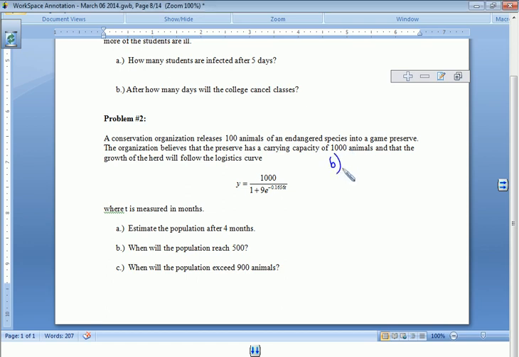So for B, what I would do is I would say 500 is equal to 1,000 over 1 plus 9e to the negative 0.1656. Okay, so we would multiply by this, and so we'd get 500 times this stuff. How come you do that instead of multiplying by the reciprocal or something? Because we got to get this out of the denominator. Okay. And then we would divide by the 500.